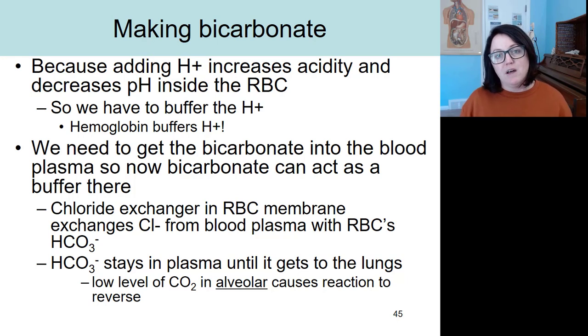The red blood cell has to use something called a chloride exchanger. So basically, this is a protein embedded in red blood cell membranes, and this protein will exchange chloride ions for bicarbonate ions. There are plenty of chloride ions in our blood plasma, and there's plenty of bicarbonate inside of our red blood cells. So basically, this protein is just going to exchange the one for the other. So the chloride ion will move into the red blood cell in exchange for the bicarbonate ion, which moves out. And now the bicarbonate is in our blood plasma.